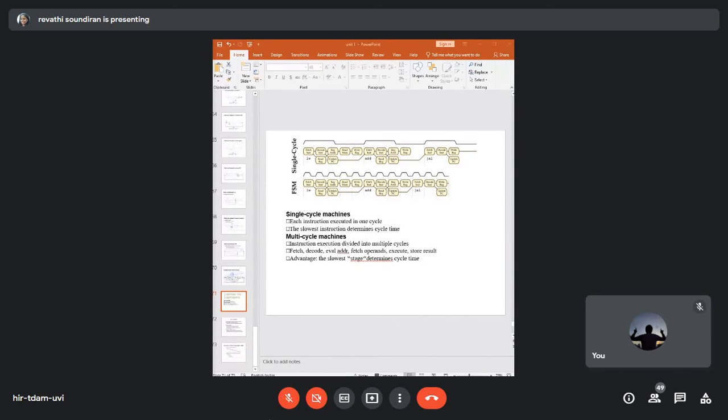Similarly, if you are working on a single cycle, it is going to take the complete instruction to happen in one go. So now the complete instruction execution is going to take place in a single cycle. That is why it is called single cycle microarchitecture. So you have different cycles, and you can see the cycle time is determined by the slowest instruction.